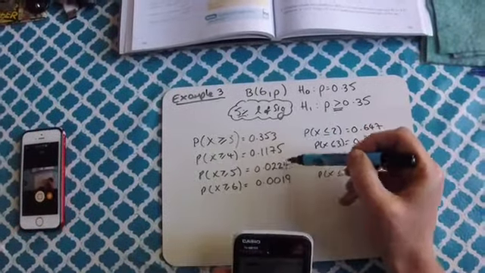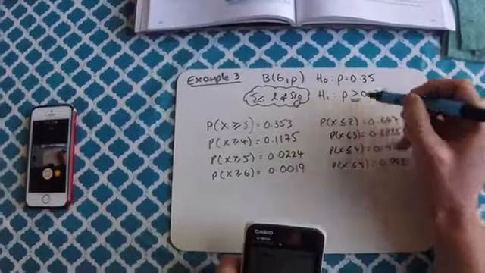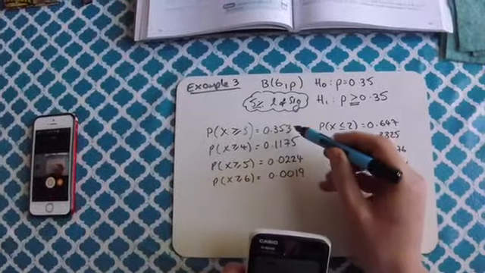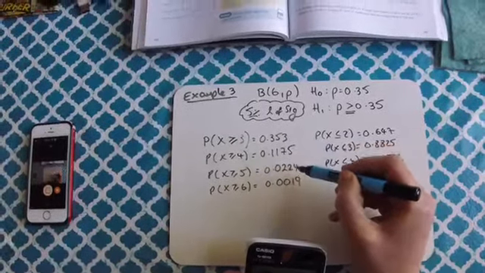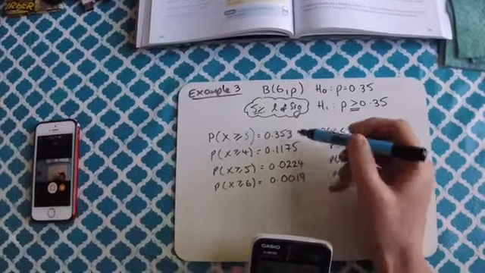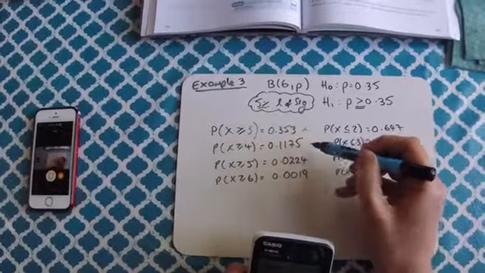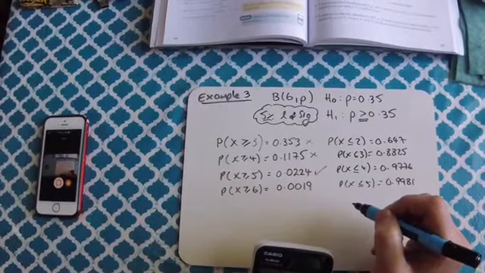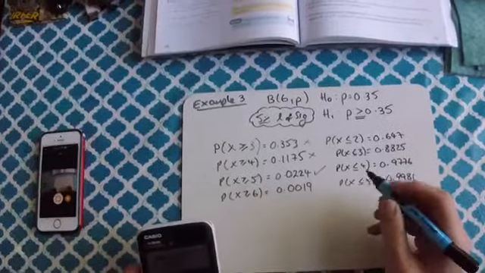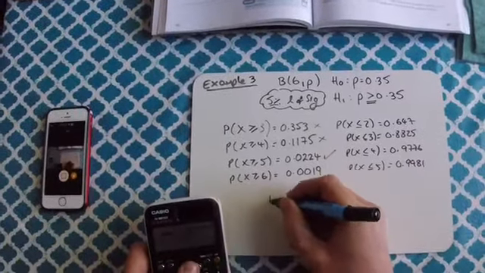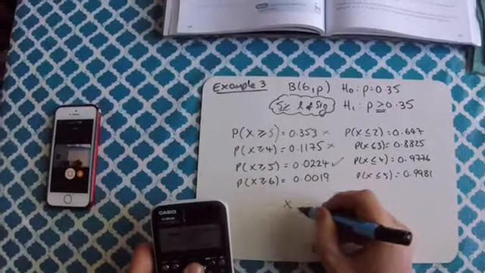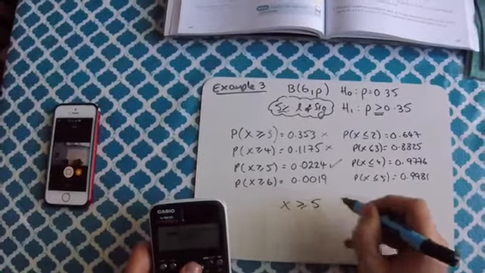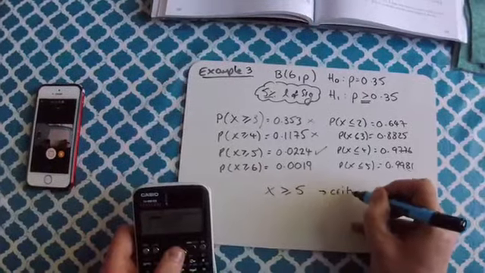Out of these, this is a greater than, so we want the greater than here. Out of these, which is the first one that falls below 5%? So out of these, still too high, still too high. This falls below 5%. So now, my critical region is going to be anything greater than or equal to 5. That's my critical region.